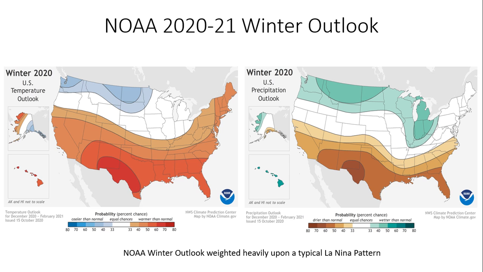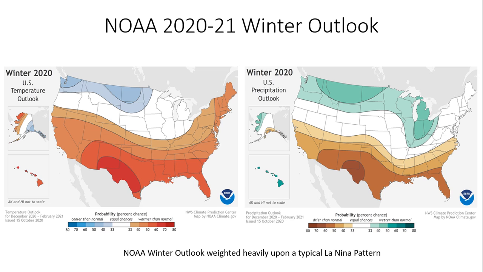That probability does decrease as you go further north, closer to the Ohio River, as well as up towards the midwestern U.S. And you notice cooler than normal temperatures are forecast for the winter outlook for parts of the Pacific Northwest and the northern plains. The white area there on the left-hand graphic shows near average temperatures for the winter.